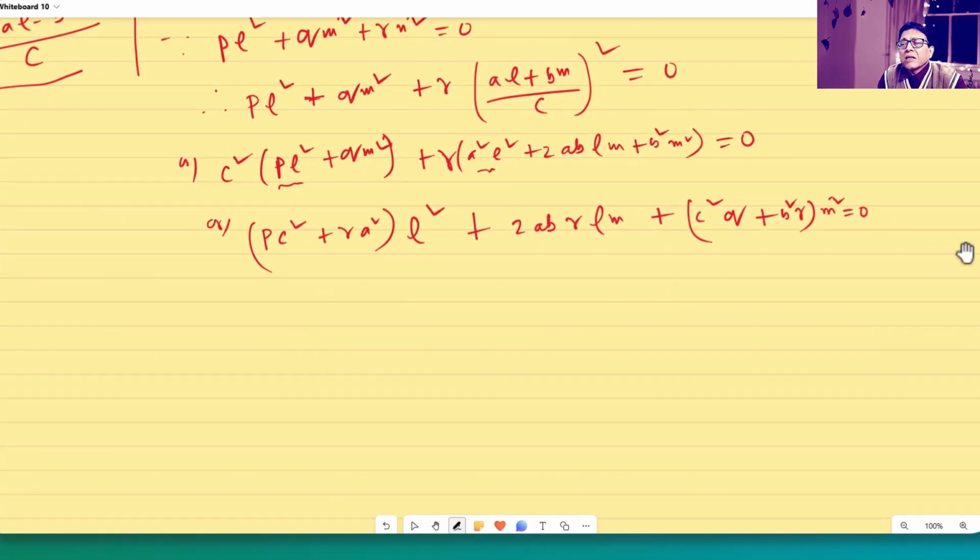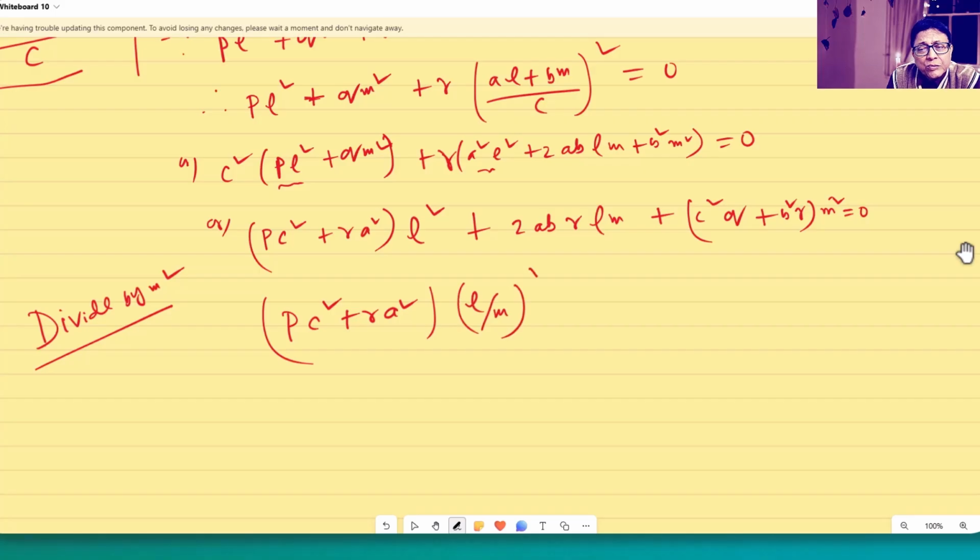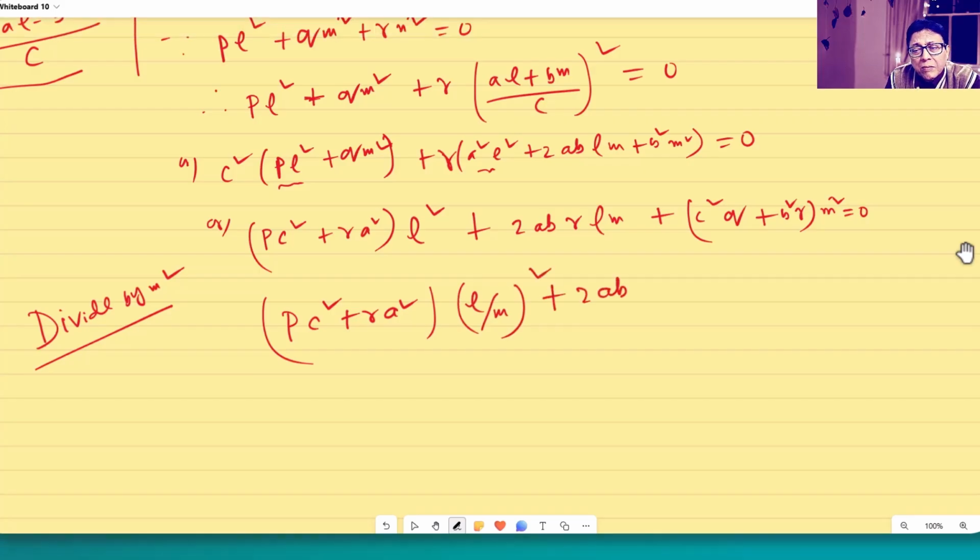Now what you do there, divide by M square. Why? That I'll explain. PC square plus R square (L by M) whole square, plus 2ABR (L by M) plus QC square plus RB square equal to 0. Why have I done this?